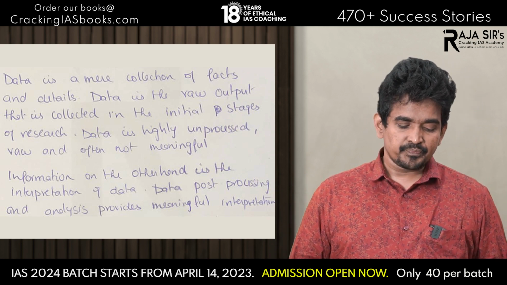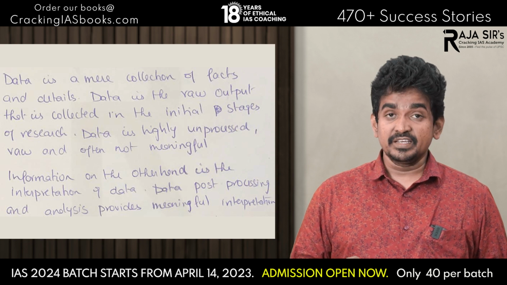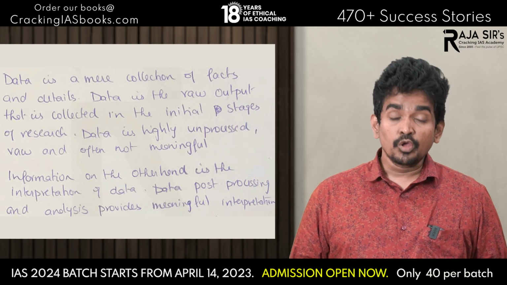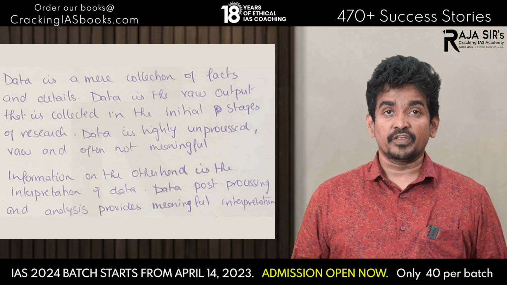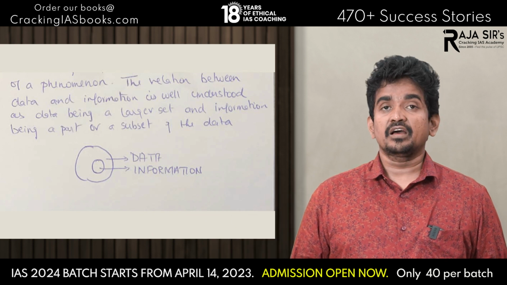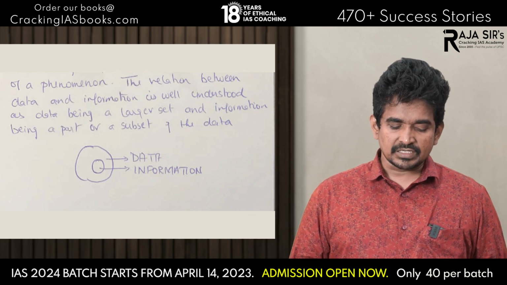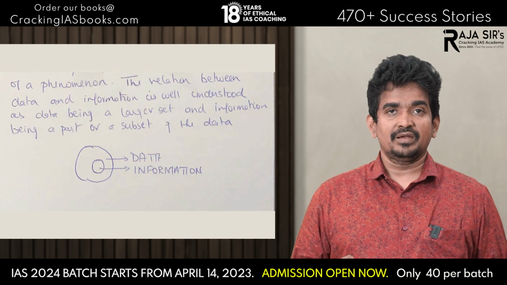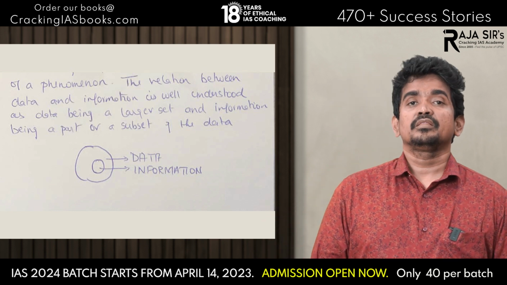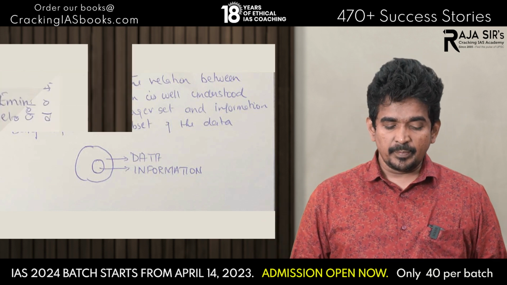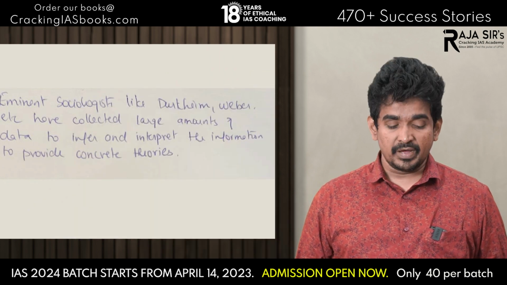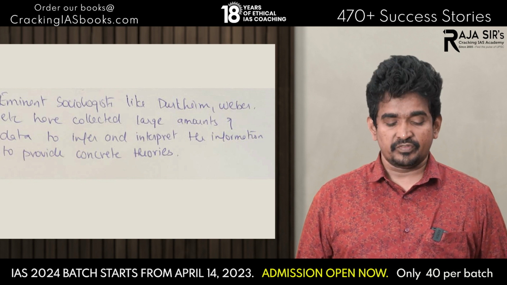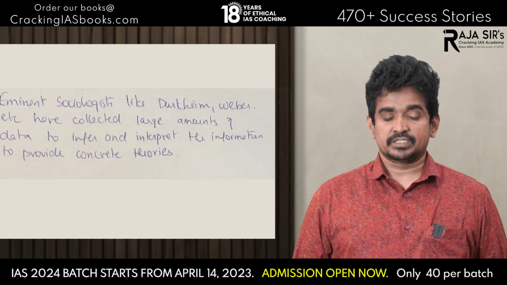Then the next paragraph, information on the other hand is the interpretation of data. Data post-processing and analysis provides meaningful interpretation of a phenomenon. The relation between data and information is well understood as data being a larger set and information being a part or a subset of the data. Fine. Then the fourth paragraph, eminent sociologists like Durkheim, Weber, etc. have collected large amounts of data to infer and interpret the information to provide concrete theories.